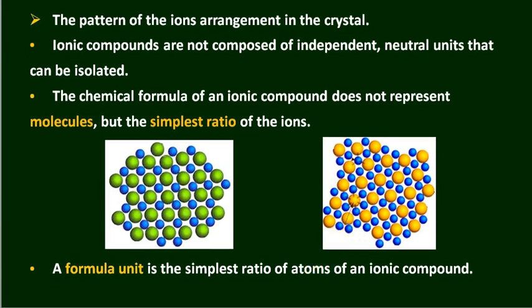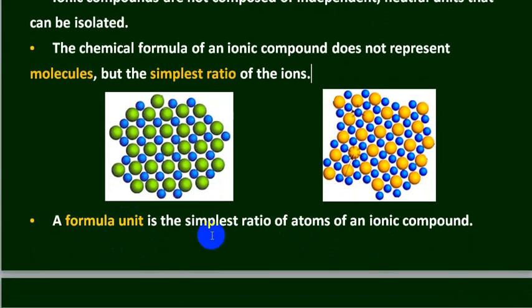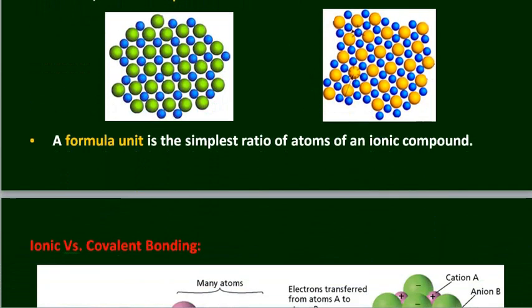So they are not separated, so we use the formula unit, the simplest ratio. We use the formula unit for ionic compounds because they don't have molecules.